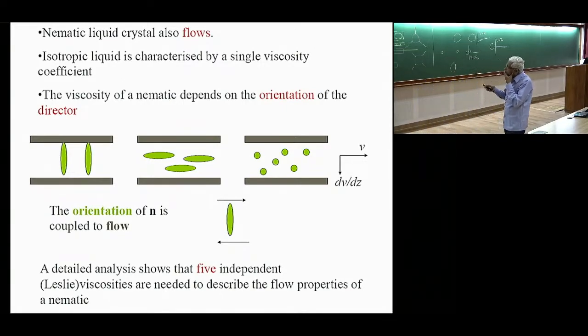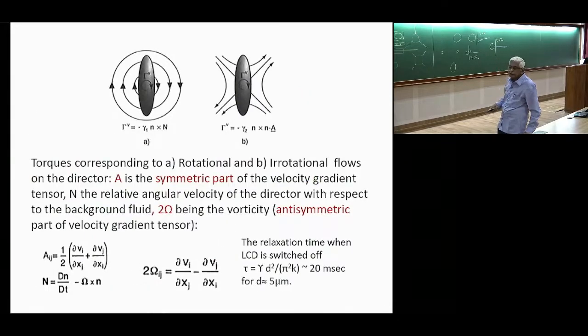The point is the orientation of the director is coupled to flow because it's anisotropic. If I have a shear, a velocity gradient, the orientation of the director responds to it. And a very detailed analysis shows that you really require 5 independent viscosity coefficients. This analysis was done by Leslie in Britain. So these are called Leslie viscous coefficients nowadays. Not this particular combination, the original thing that he derived from fundamental arguments.